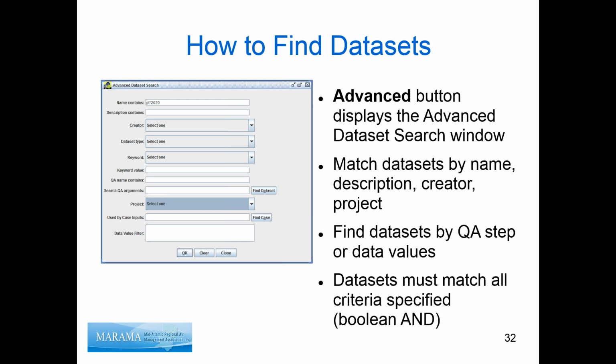And then the data value filter is actually an interesting thing that lets you write little queries to find your data sets based on actual data values. So we were talking in the data viewer briefly about how you can use the row filter, and you could say something like SCC equals 22 whatever. You can actually use that same kind of syntax in the advanced search to find data sets by data values, which is kind of interesting.